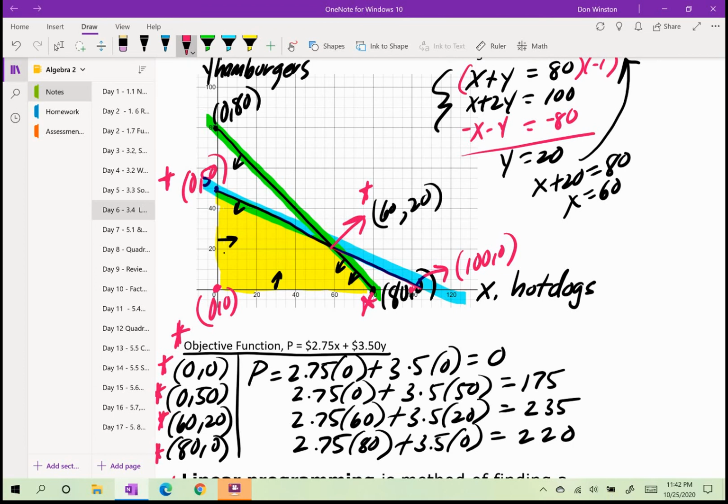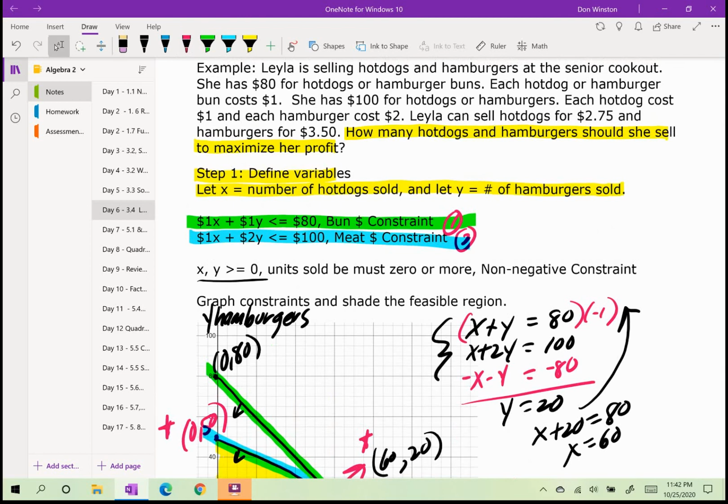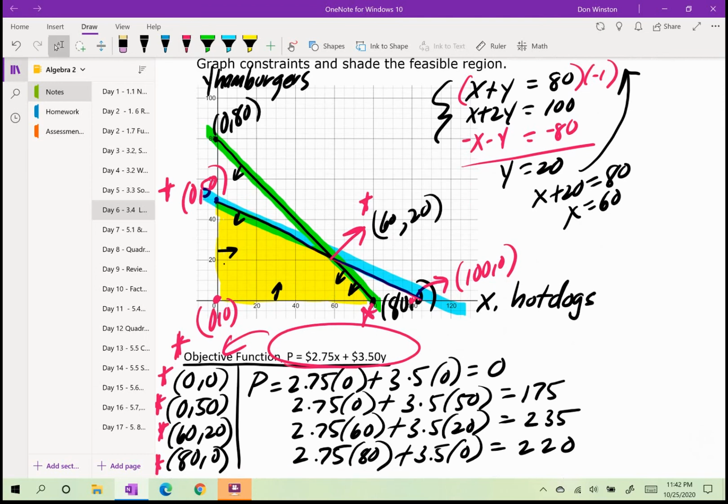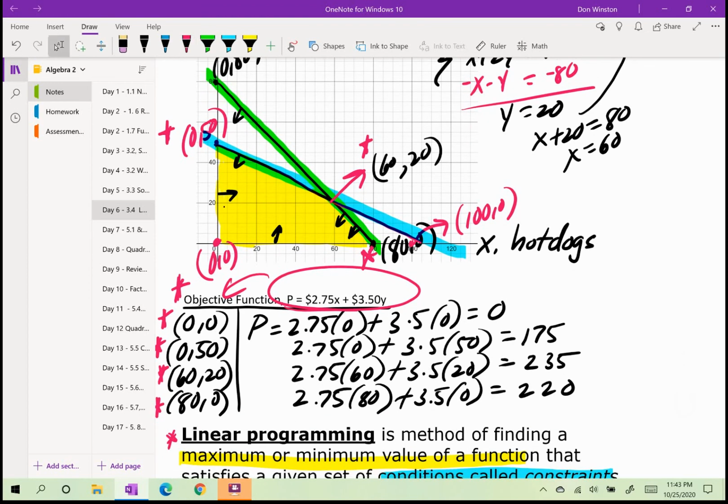Now, if I evaluate the objective function at each of these corner points, and I look to see where it's the largest, because that's what she wants to do. She wants to maximize her profit. Her profit equation is 2.75x plus 3.5y. So the largest value is 235. So she should sell 60 hot dogs and 20 hamburgers, and that would maximize her profit.